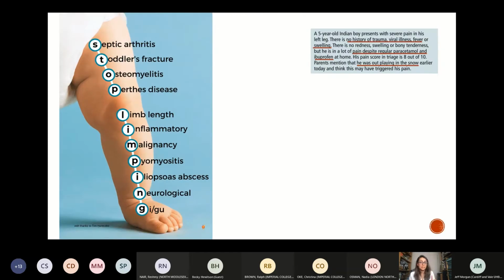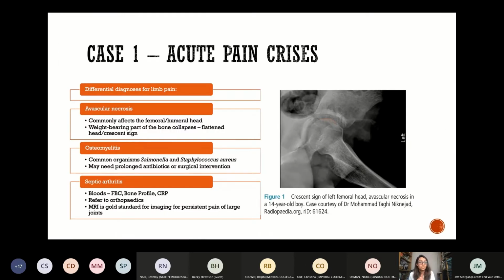Now, from an ED perspective, when you look at this case, there are multiple differential diagnoses for a limping child or a child with pain in their leg that you should keep at the back of your mind. I'm not going to go through the whole list, but the one that's not on here is NAI, so non-accidental injury, which is something that should be kept at the back of your mind as well, along with the rest of these. So looking at the differential diagnoses for limb pain, patients with sickle cell are predisposed to acute orthopaedic complications. So consider things such as avascular necrosis, osteomyelitis, and septic arthritis when you see these children presenting with limb pain.